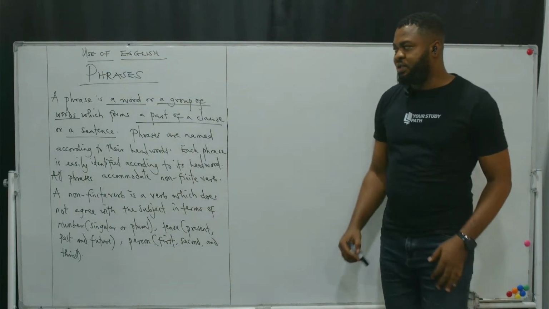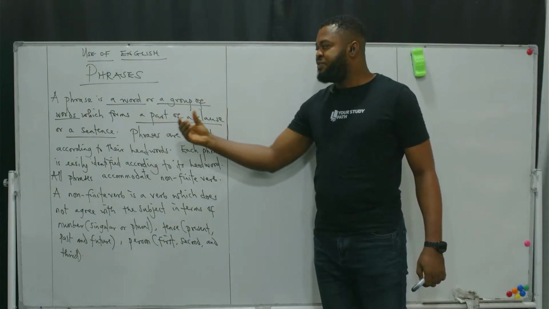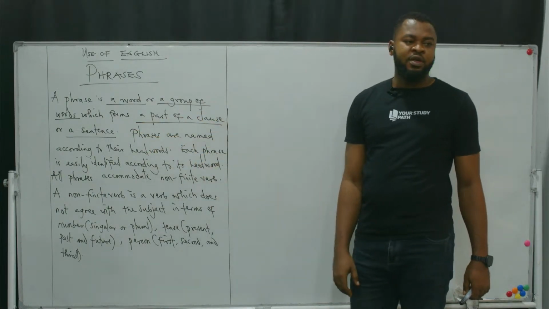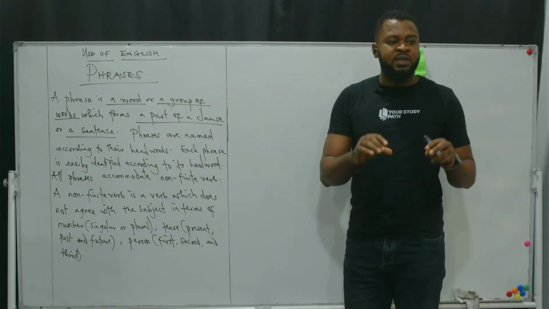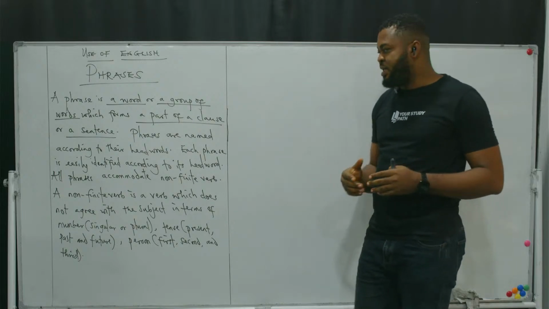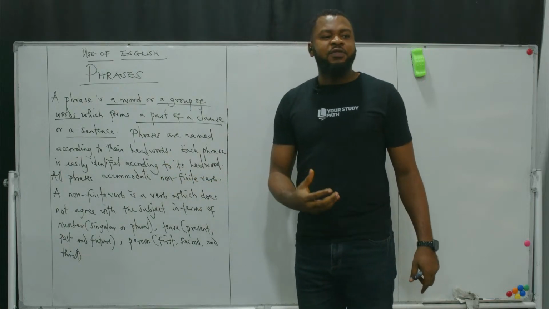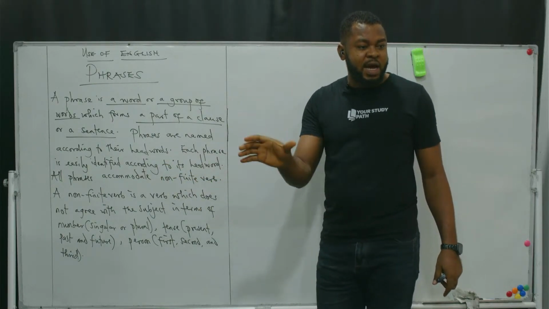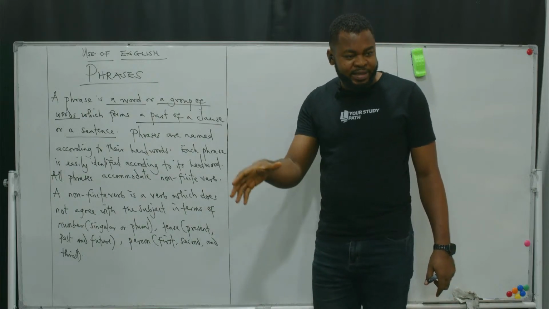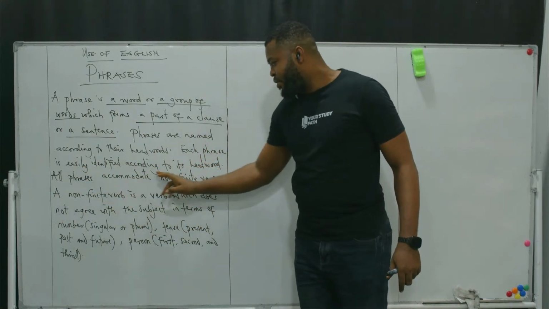So let's take a review of this. We said a phrase is a word or a group of words which forms a part of a clause or a sentence. That simply means that a phrase forms a part of a clause or a sentence. And remember, phrases are named according to their headword. That means for us to easily identify a noun phrase, the headword must be a noun or a pronoun. For us to easily identify an adjectival phrase, the headword must be an adjective. Each phrase is easily identified according to its headword.